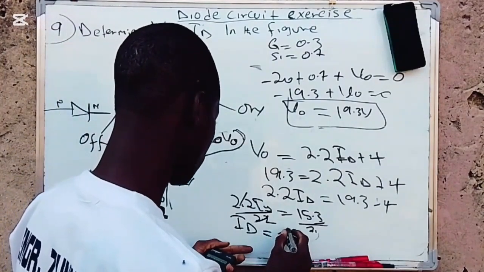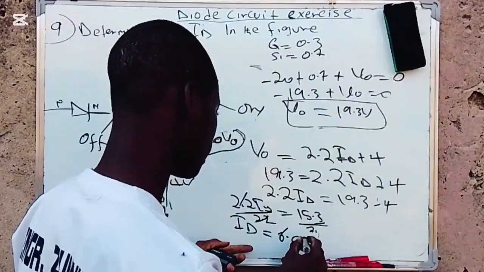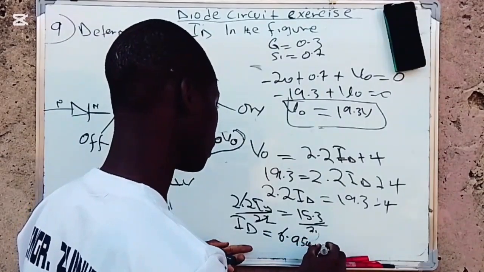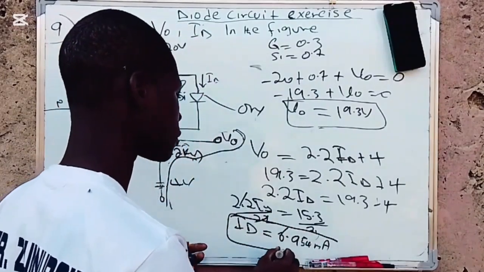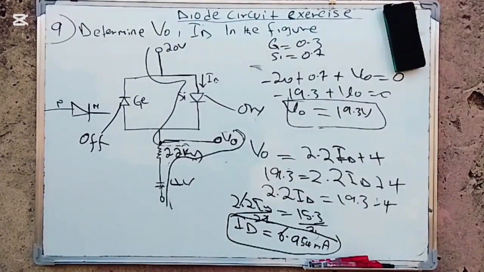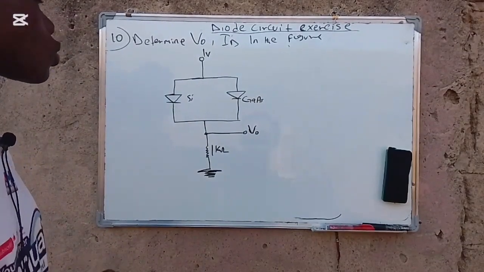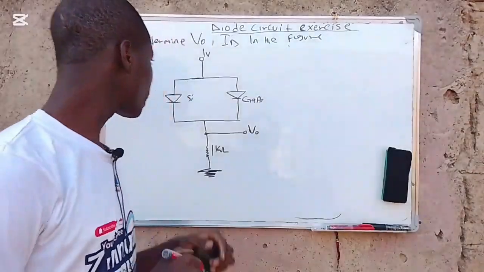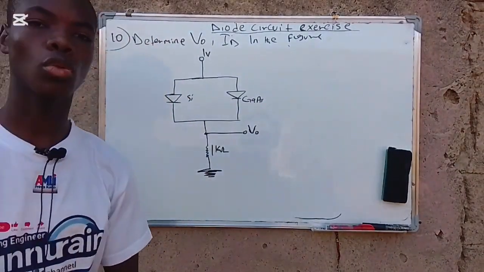So this should now be 6.954 milliamps. So this is all I have for you for this question: determine the V0 and ID. Again, it is the same as the 8th question that we did.